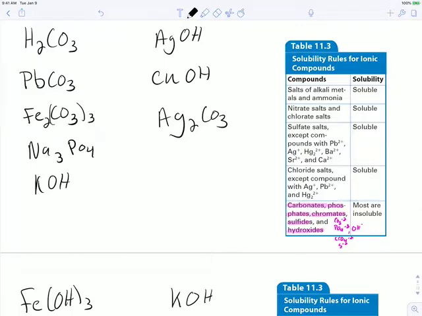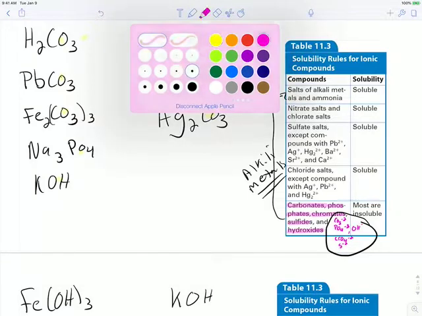All right, the last rule takes a whole bunch of different anions. So this whole group right here: carbonates, phosphates, chromates, sulfides, and hydroxides. Anytime you have any endings like this, the only time they're soluble is if they are with an alkali metal. So alkali metals are soluble in any of these compounds, nothing else is. Any of these endings, carbonate or phosphate or hydroxides, are going to be insoluble unless they're with a group 1 alkali metal.